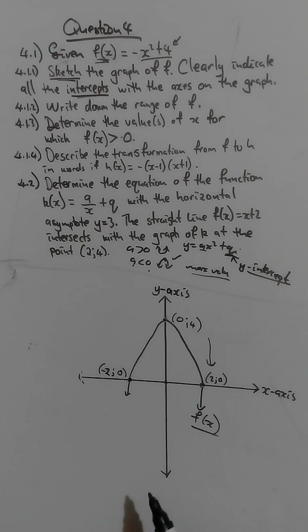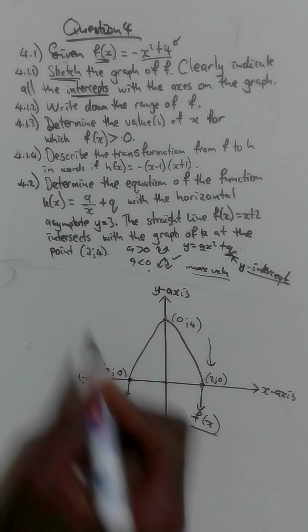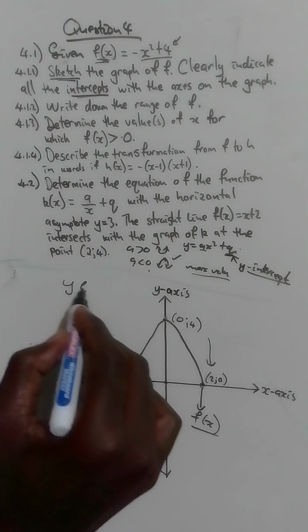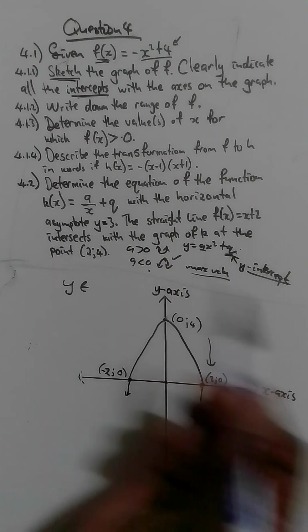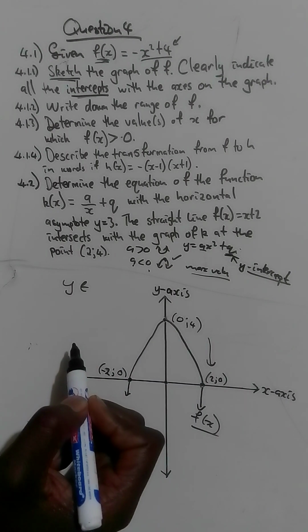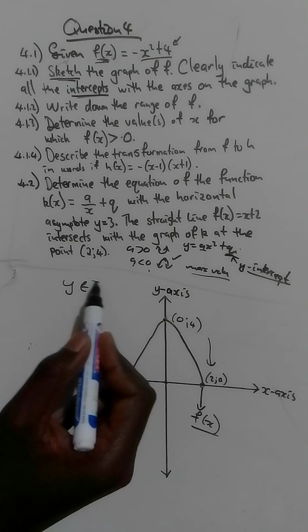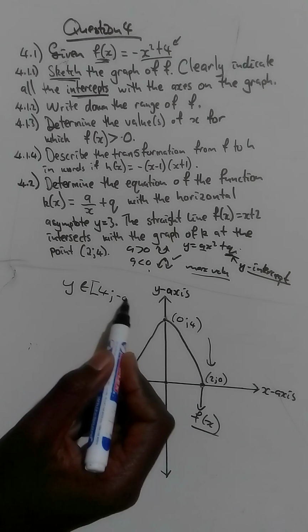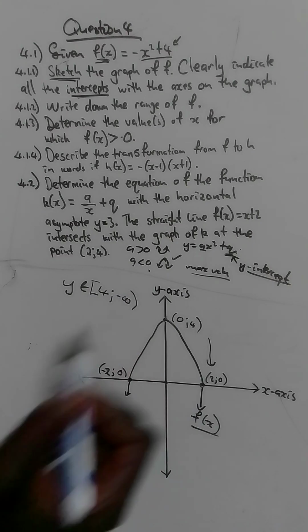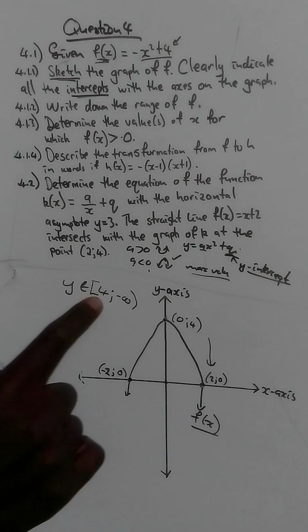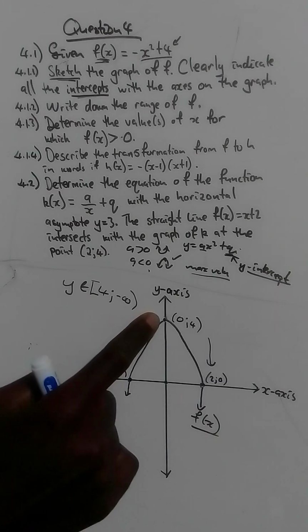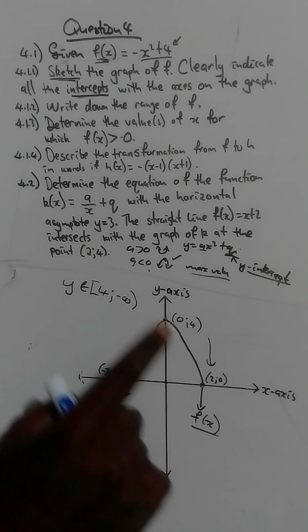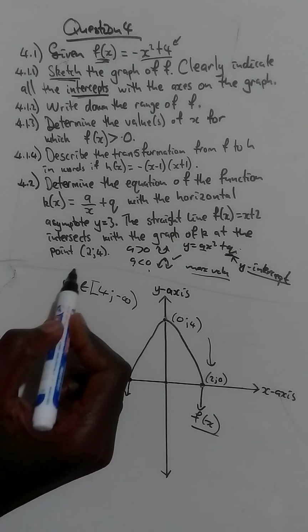So now when I'm answering that question, I say range: y is an element of, using my interval notation, 4 included till I reach negative infinity, which is not included. This square bracket means that the 4 is included as part of the solutions. This round bracket means that negative infinity is not included. This is the range.